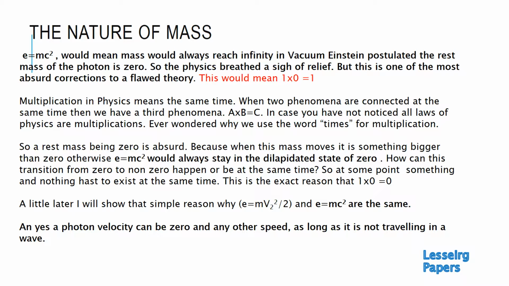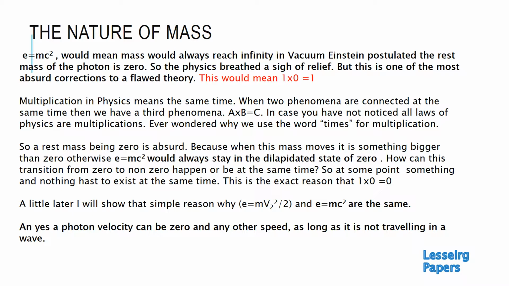A little later, I will show you the reason why E=½mv² and E=mc² are the same. And yes, a photon velocity can be 0 and any other speed, as long as it's not traveling in a wave. You can have an electron that is basically at 0 Kelvin, and if you move it up a little and jolt it a little bit, it will emit light. And that basically tells you that the photon was 0 at some point in its velocity.